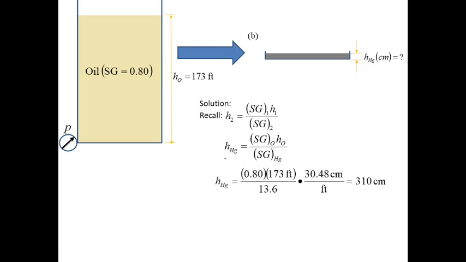Take note that for every foot, there will be 30.48 centimeters. One foot is 30.48 centimeters. So this will now be converted to 310 centimeters. This is the corresponding height of mercury to produce the same pressure with the pressure head of 173 feet of oil. So that is 310 centimeters of mercury.